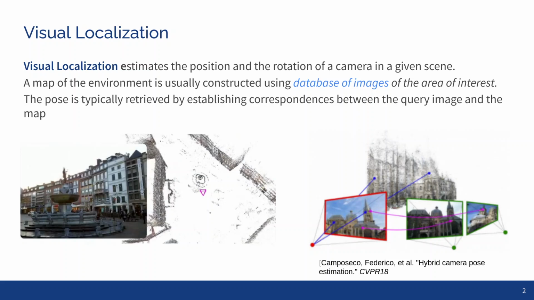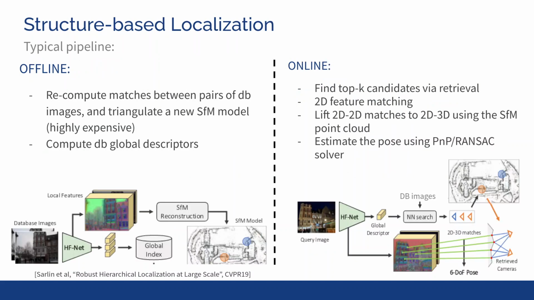The pose is then typically retrieved by establishing correspondences between the query image and the map. Structure-based methods represent the state of the art, and their typical pipeline involves an offline step where the SFM model, if available, needs to be retriangulated with local features of choice, and global descriptors of the images need to be computed. Then when a new query arrives, first its top k candidates in the database need to be found via retrieval, their features need to be matched in 2D, and matches need to be lifted to 2D-3D using the point cloud. And finally, the pose can be estimated using a solver.